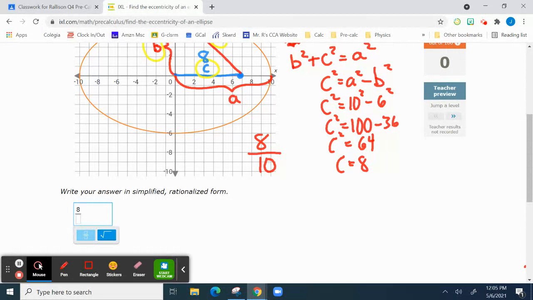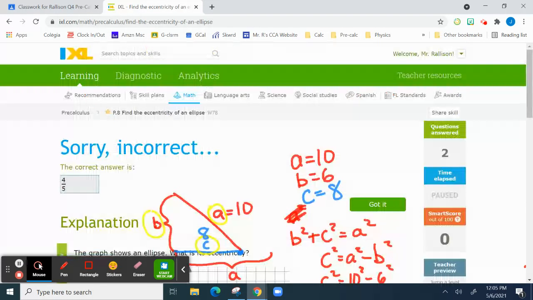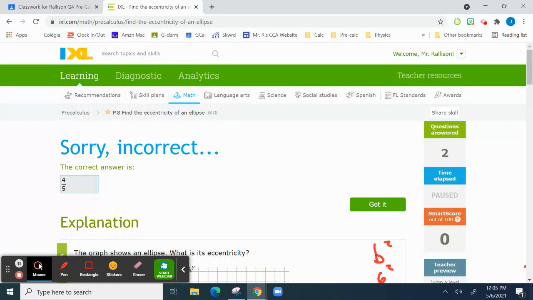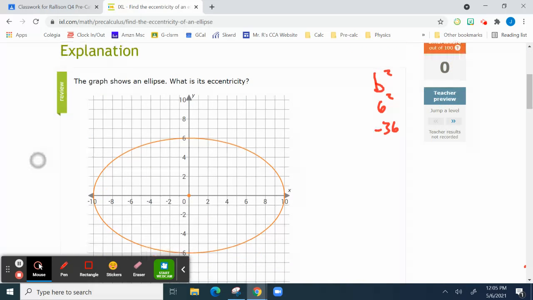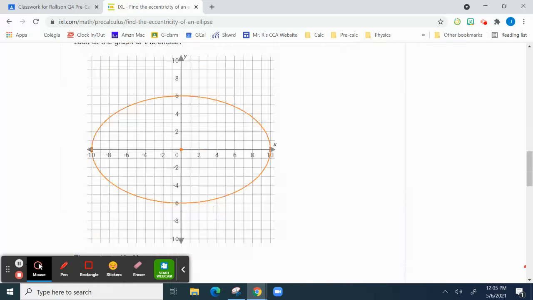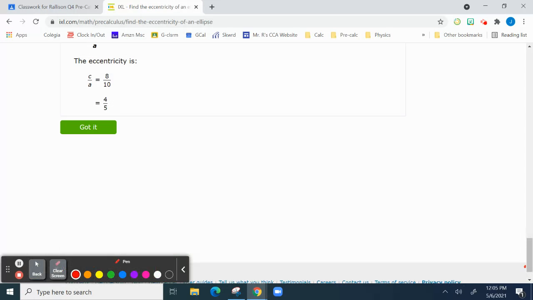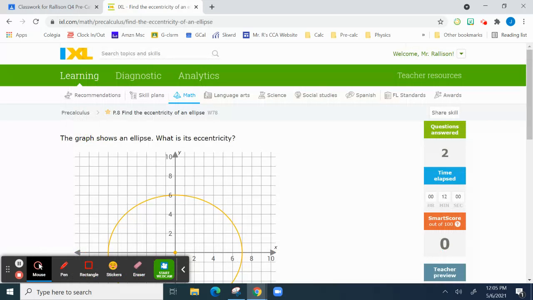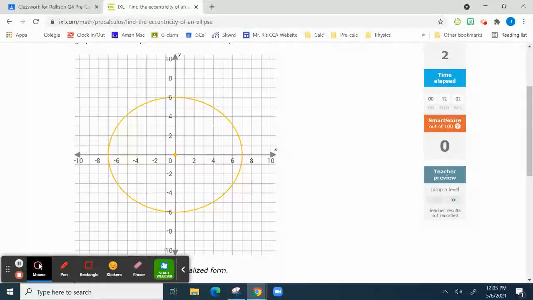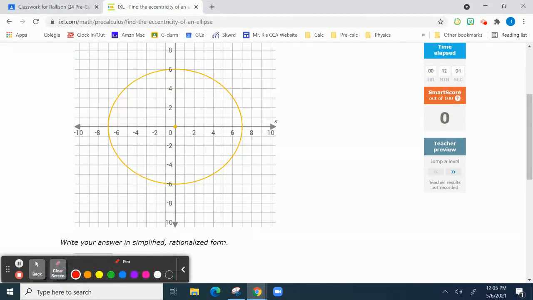8 over 10. Oh, I got it. Oh, ha! Look at that. Because I forgot to simplify it. Well, there you go. The procedure was still right. I just did it wrong. We'll do another one. We'll do it a little quicker this time, of course. I forgot to simplify it. That was very silly of me, but it gives me a chance.